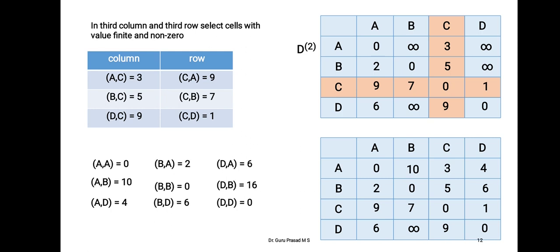Okay, next D comma A equal to 6. Okay, in the matrix already we are having the shortest distance. D comma B value equal to 16 and in the matrix the distance D comma B is infinity, infinity replaced by 16, and D comma D equal to 0, already in the matrix we are having the shortest distance. Okay, and I am calling this matrix D of 3.